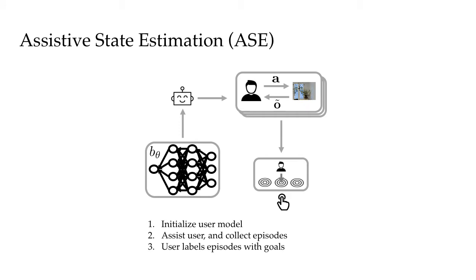Then, after the episodes are completed, we ask the user which tasks they were trying to perform in those episodes. For example, we ask them which goal states they were trying to reach. This enables us to compute the optimal policy for the tasks, and then to fit a new user model that explains the gap between the optimal policy and the user's suboptimal actions.